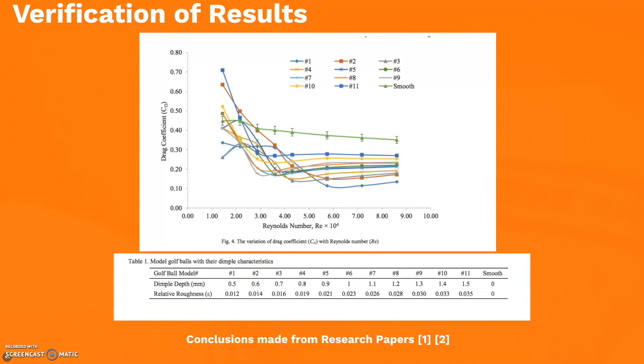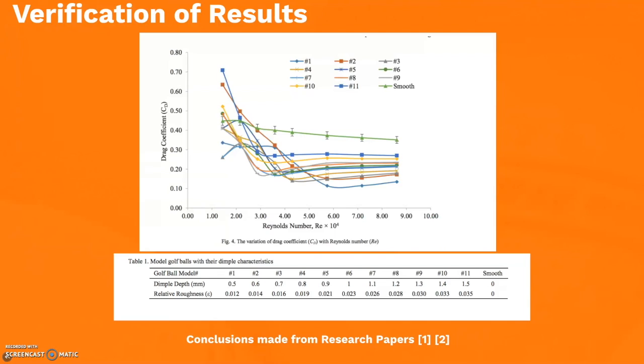Verifications. Based on the research done by the Mechanical and Manufacturing Engineering Department at RMIT University in Melbourne, dimples affect the aerodynamics of the golf ball. In circular-shaped dimple golf balls, drag coefficient is shown to decrease. As shown in the graph, 11 golf balls with different roughness were compared with the smooth golf ball, and it was found that golf balls with roughness had a lower drag coefficient than the golf ball with smooth edges.